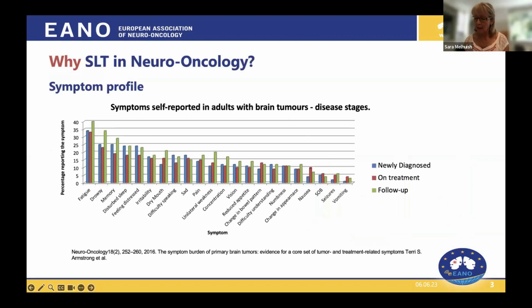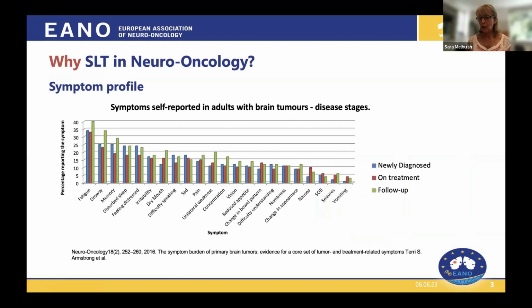I'm sorry about that. So why do we need SLTs in neuro-oncology? Well, looking at the highly complex symptom profile is quite a good place to start. This data is from adults that are self-reporting symptoms using the MD Anderson symptom instrument for brain tumours. And it looks across the disease pathway from newly diagnosed to follow-up.